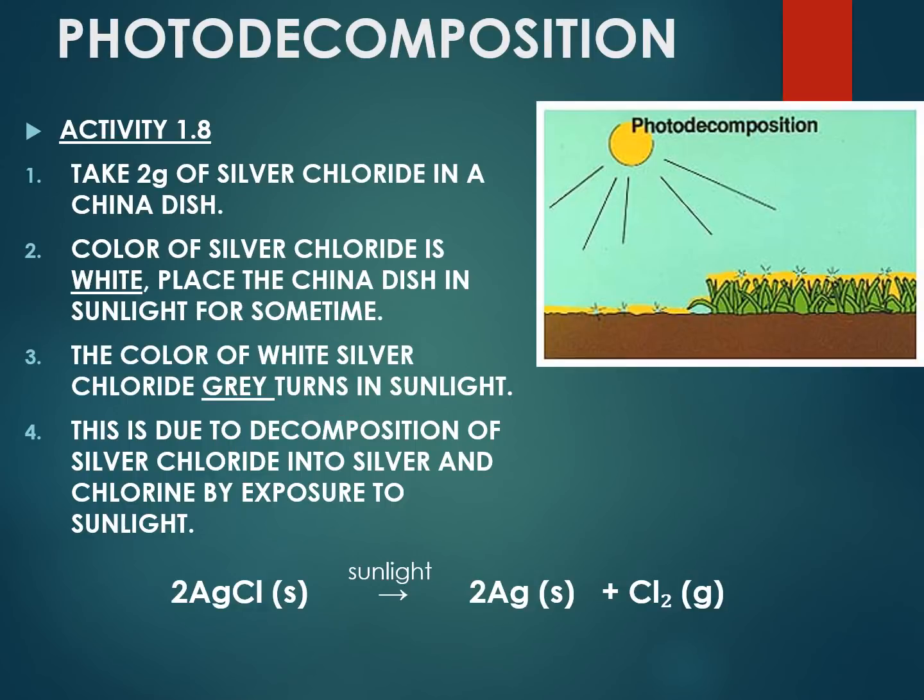Third type of decomposition is called photodecomposition or photolysis reaction or photolytic decomposition. In this activity, students, we will take about 2 grams of silver chloride in a china dish. Color of silver chloride is white, and we place this china dish in sunlight for some time. After some time, we will observe that the color of white silver chloride turns grey.